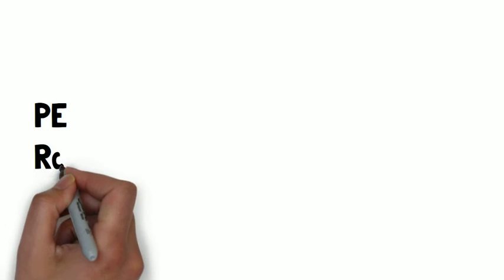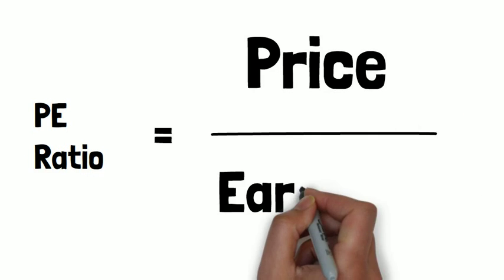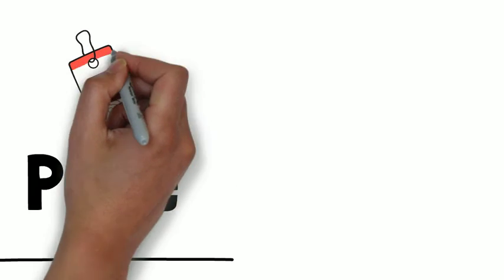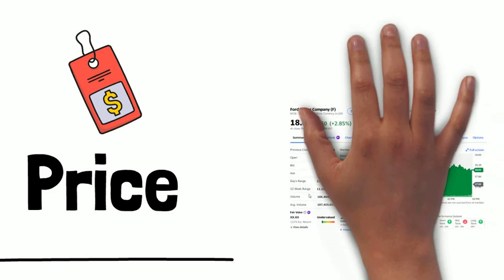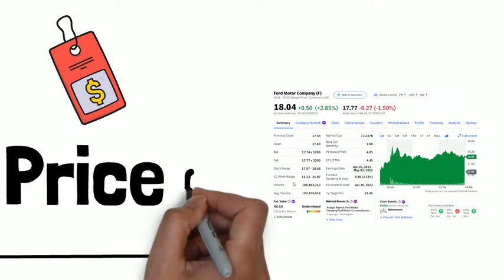The PE ratio is the relationship between two metrics, price and earnings. Let's start by looking at each individually. Starting with the price, this represents the stock price that you would pay for a given company. Looking at Ford as an example, as of recording this video, the share price for Ford is just over $18, which gives us the P in our PE ratio.